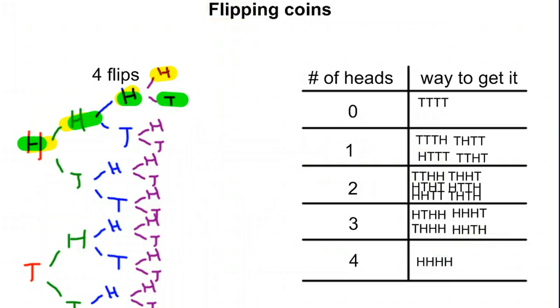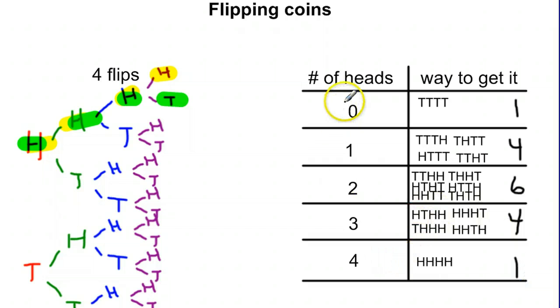So if we have to write down how many ways there are to do each of these things, there is 1 way to get 0 heads. There's 4 ways to get 1. 6 ways to get 2 heads out of 4. 4 ways to get 3 heads out of 4. And 1 way to get 4 heads.